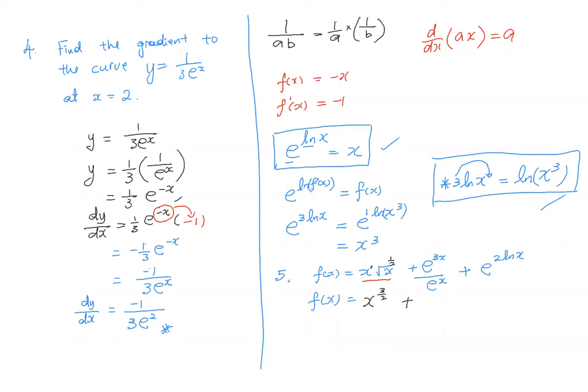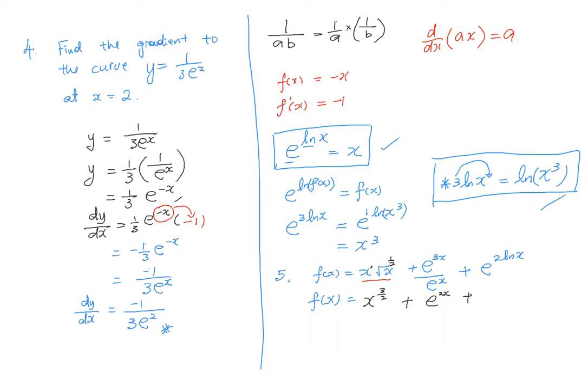Madeline, how to simplify the second one? E to the power of 3x minus x. Answer? E to the power of 2x. Yes. You write 3x minus x, I won't give you extra mark. Okay? Plus.